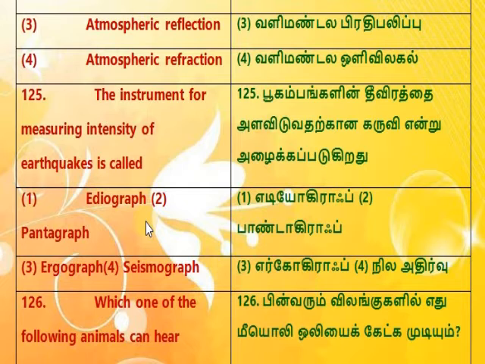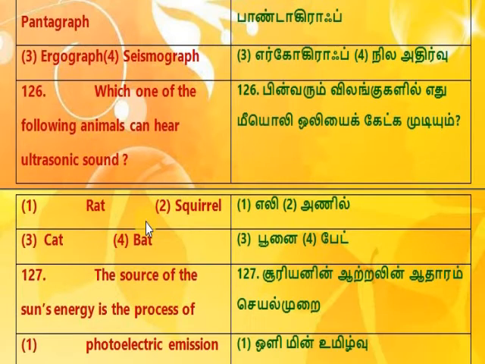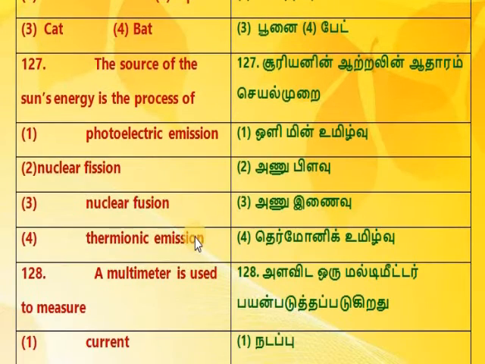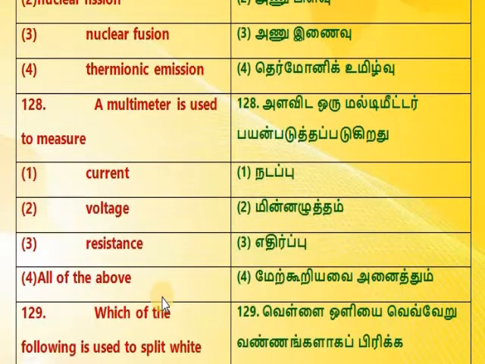125. The instrument for measuring intensity of earthquakes is called: 1. Ediograph, 2. Pantograph, 3. Ergograph, 4. Seismograph. 126. Which one of the following animals can hear ultrasonic sound? 1. Rat, 2. Squirrel, 3. Cat, 4. Bat. 127. The source of the sun's energy is the process of: 1. Photoelectric emission, 2. Nuclear fission, 3. Nuclear fusion, 4. Thermionic emission.